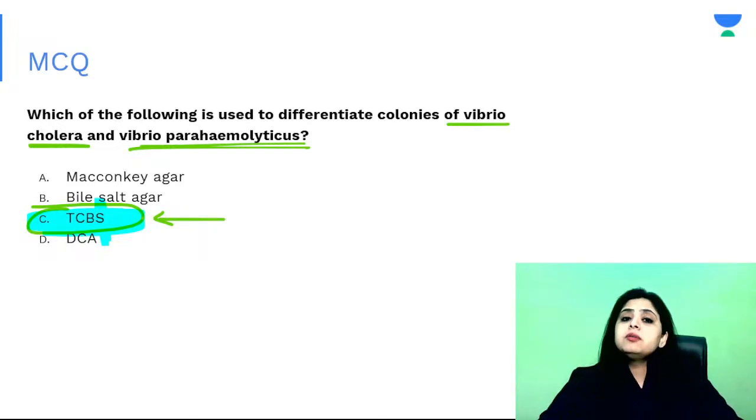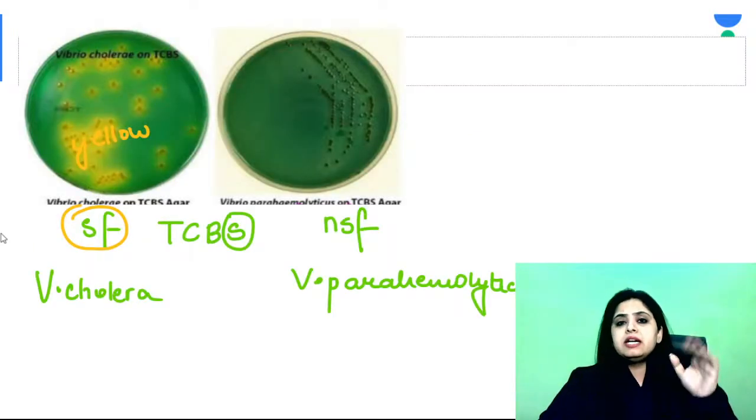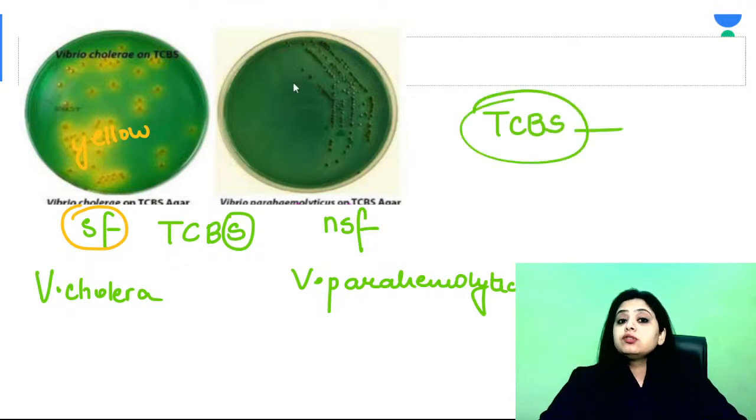So for this also, tell me, what are we doing? All media, you need to know the color. The color of all is yellow. Next you need to know the indicator. Can you tell me what is the indicator for TCBS? For this also, see, the background looks very, very green. That green color is because it has bile salts. The greenish color is because of bile salts. Don't believe that bile salt is an indicator. No, bile salt is not an indicator.